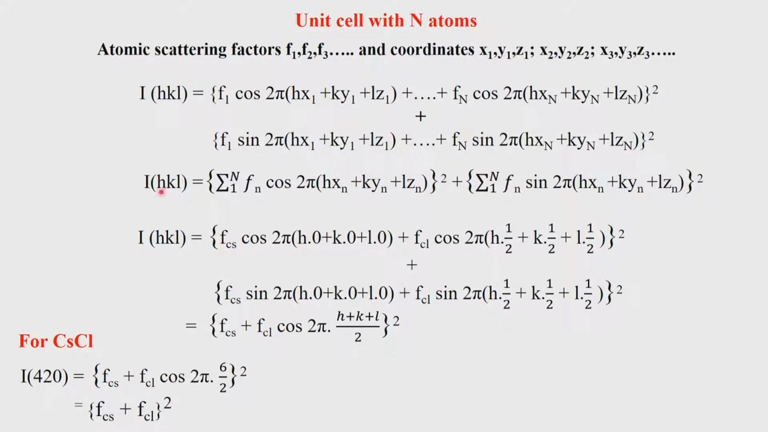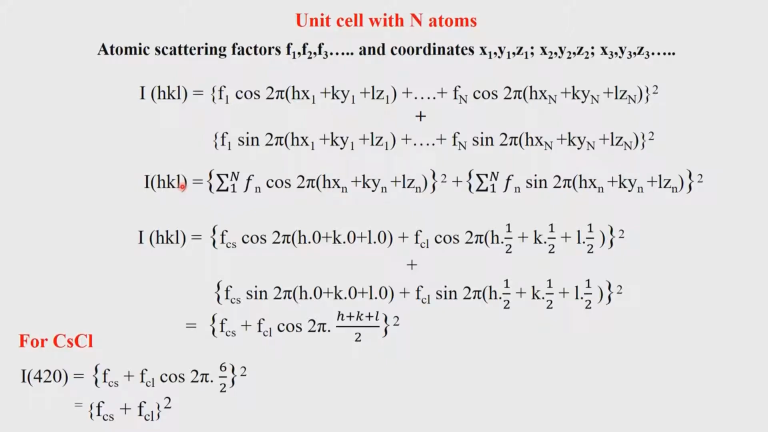So, all the n atoms are summed up here in this contribution. So, this can of course be written as the sum over 1 to n of Fn cosine 2 pi (Hxn plus Kyn plus Lzn), whole square, plus the sum over 1 to n of Fn sine of 2 pi, the corresponding sine term, square. Let us take the example of our cesium chloride again to verify whether we are doing this calculation correctly, whether this particular expression, which is a general expression for any crystal with n atoms and its contribution to any HKL plane. Therefore, I call it the general expression for calculating the intensities.